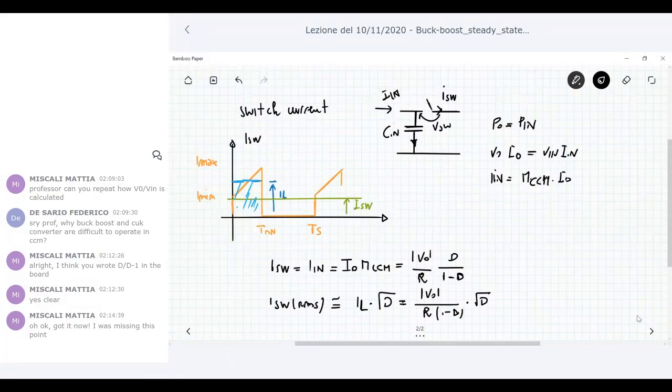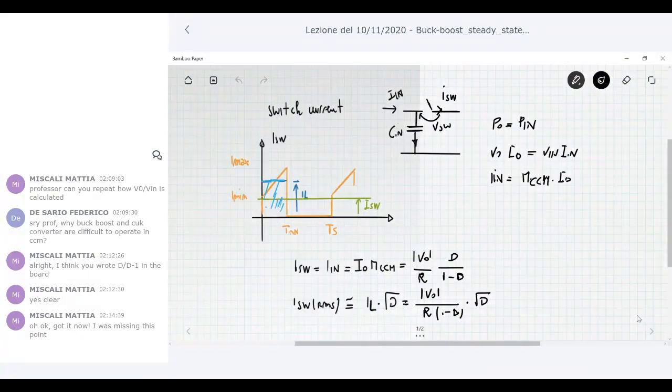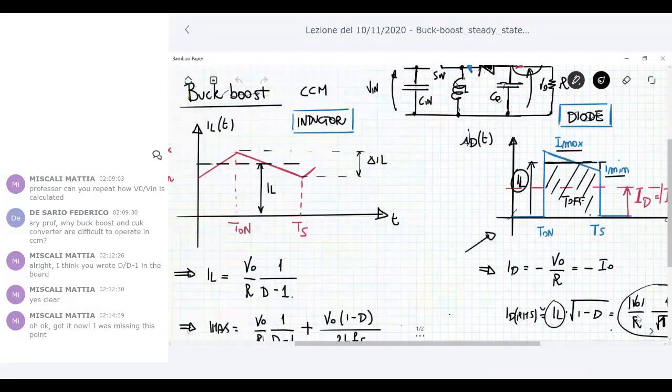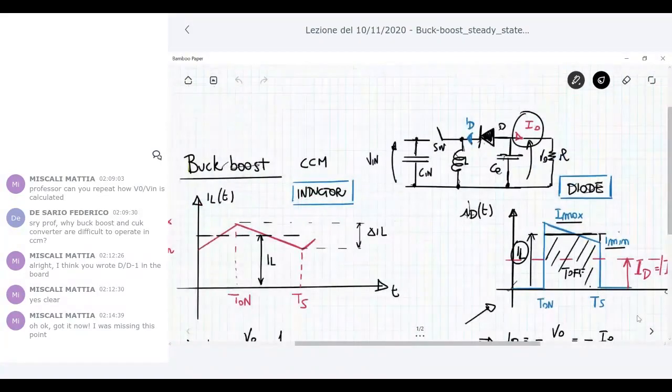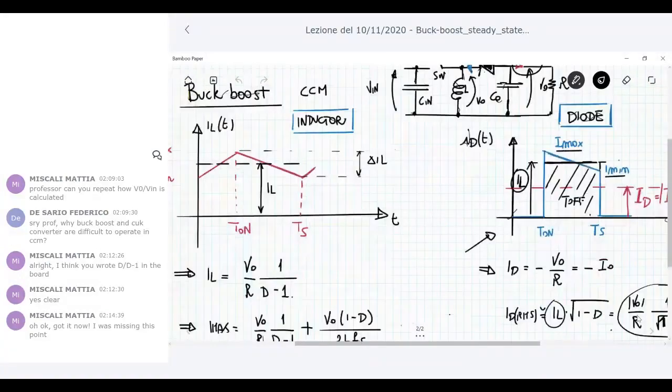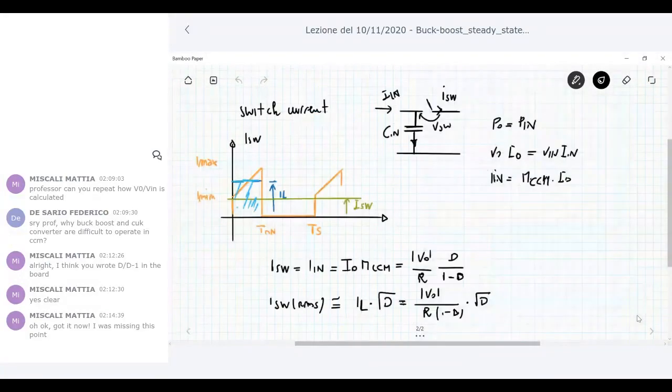What happens is that the current flows, remember the circuit here, when the switch is open, the diode is on. When the diode is on, the voltage across the inductor is V0, and so the switch has a voltage on it which is V in minus V0. And so this is the maximum voltage that you can have across the open switch.